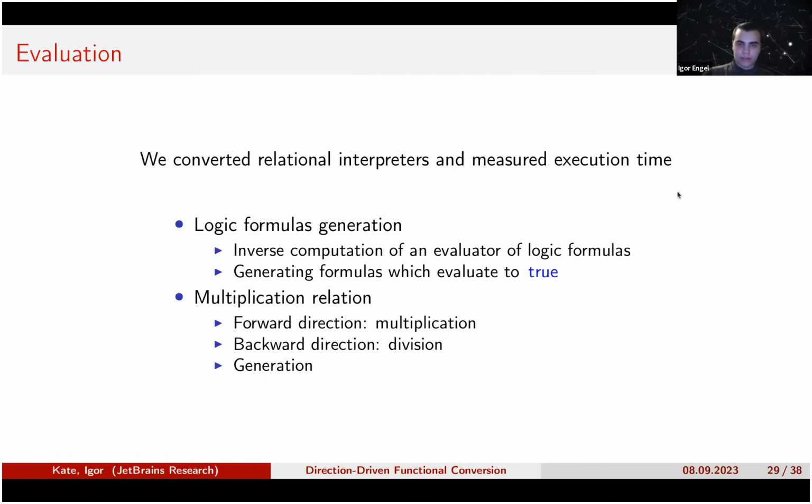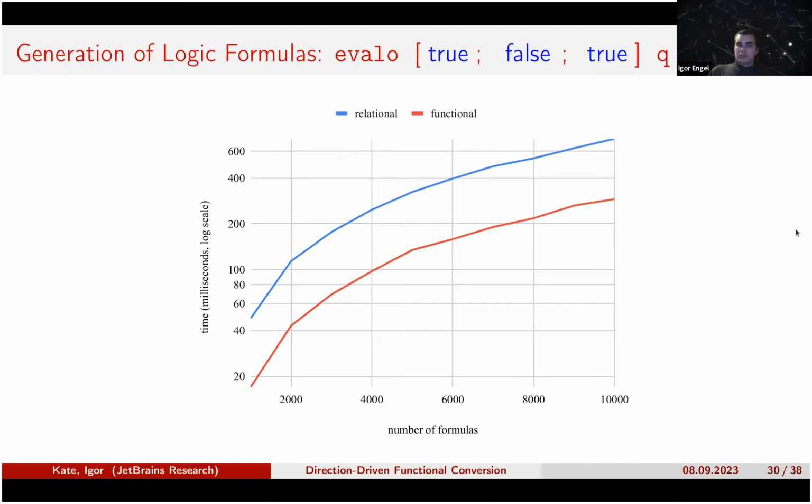So after we translated our miniKanren relations, we can evaluate them and see whether we achieved any sort of speedup. We have two evaluation targets. Logic formulas generation: given an interpreter of logic formulas on a given state, we want to produce some formulas. And multiplication relations run in various directions. For logic formula generation on a free variable state, providing formulas that evaluate to true, we can see roughly a twofold speedup. It's one of the less impressive examples here, but we can also consider further optimizations for it, which we'll discuss later.